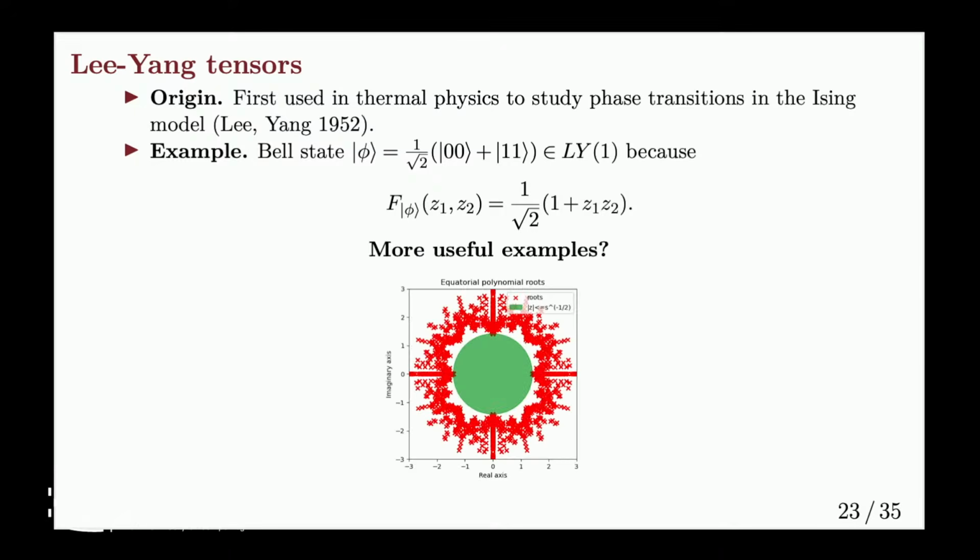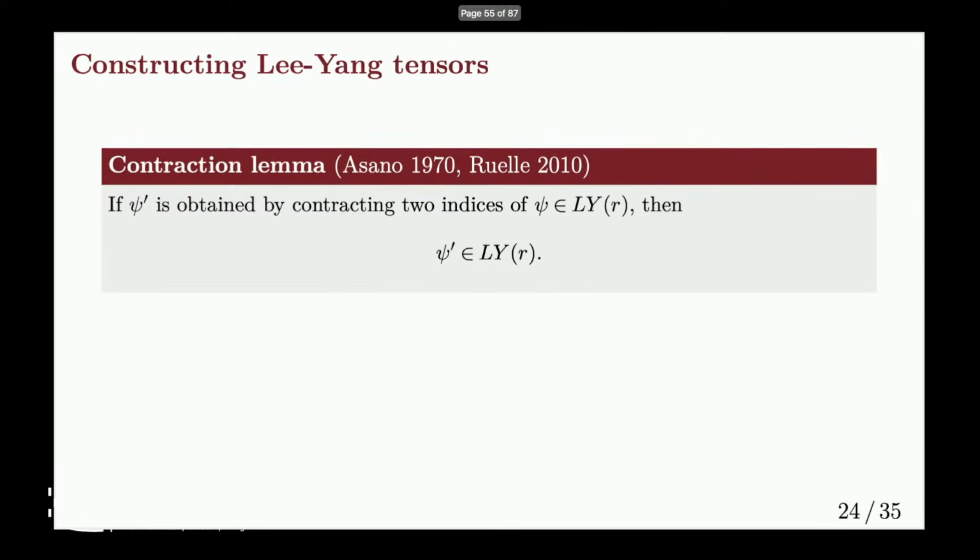So the question is, how do we get a more useful example of a Lee-Yang tensor? This Bell state is probably not going to help me, but maybe if I have something crazy like this, it'll correspond to a more realistic quantum system. The main theorem for them is this contraction lemma. It's very simple, yet very powerful. If I contract two indices of a Lee-Yang tensor that has Lee-Yang radius r, then I still have Lee-Yang radius r.